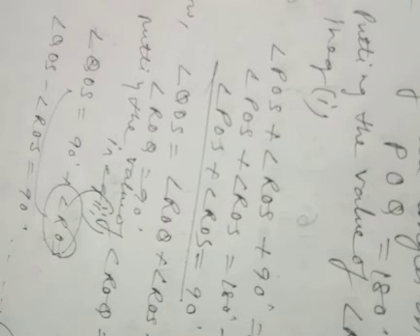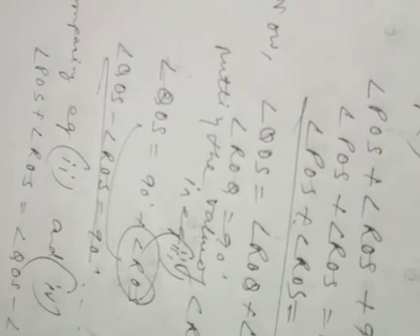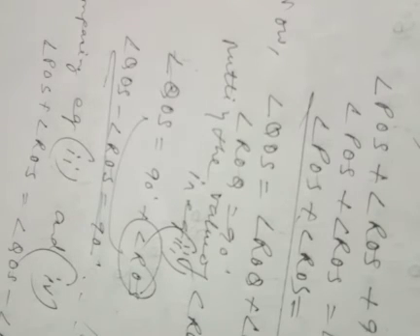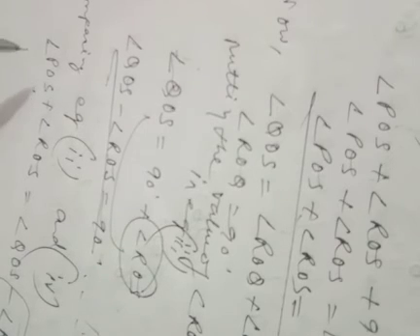Now compare equation number 2 and equation number 4. Now compare these two equations. So write down, comparing equation number 2 and equation number 4, we can write angle POS plus angle ROS is equal to angle QOS minus angle ROS.